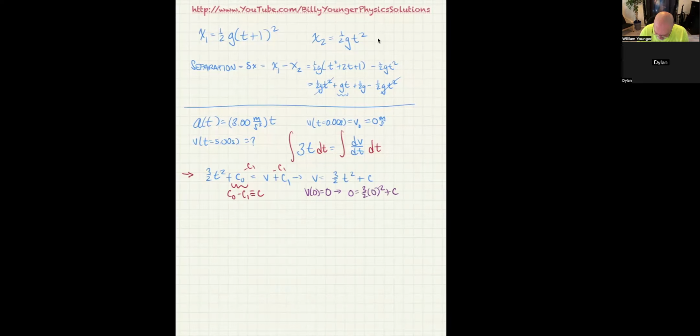So you see what I just did there? Mhm. And then you would solve for C, which would become 0. Exactly. So now what you know is v of t is just equal to 3 halves t squared. Okay. And then you would just plug in the information given, which is the 5 seconds, and solve it that way, correct? Exactly. Okay, so I did finally end up doing it right.